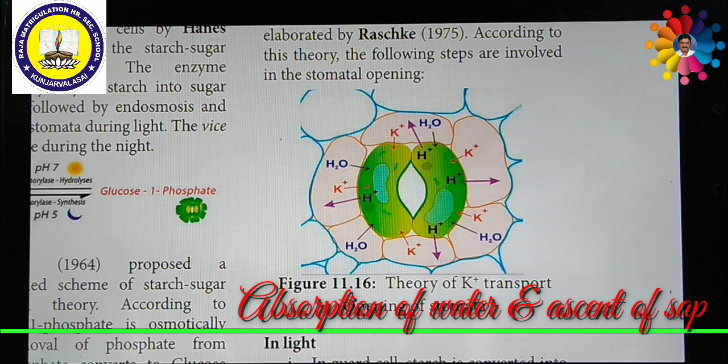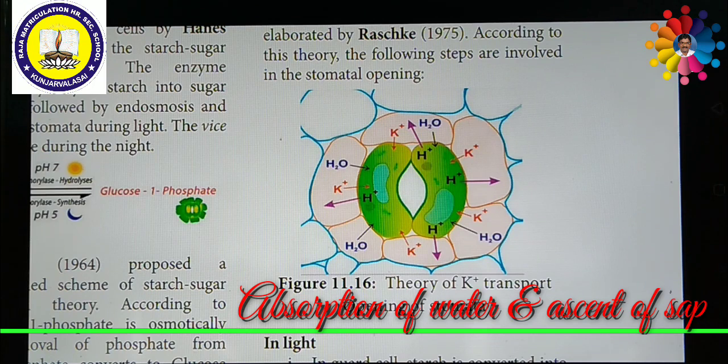What do you mean? The antitranspirant chemicals or any substances, if they are stopping the transpiration, they should be able to stop the transpiration, but they should not affect the exchange of gases like carbon dioxide and oxygen, because this may affect the rate of photosynthesis and respiration. So they are called antitranspirants. That's all about transpiration.